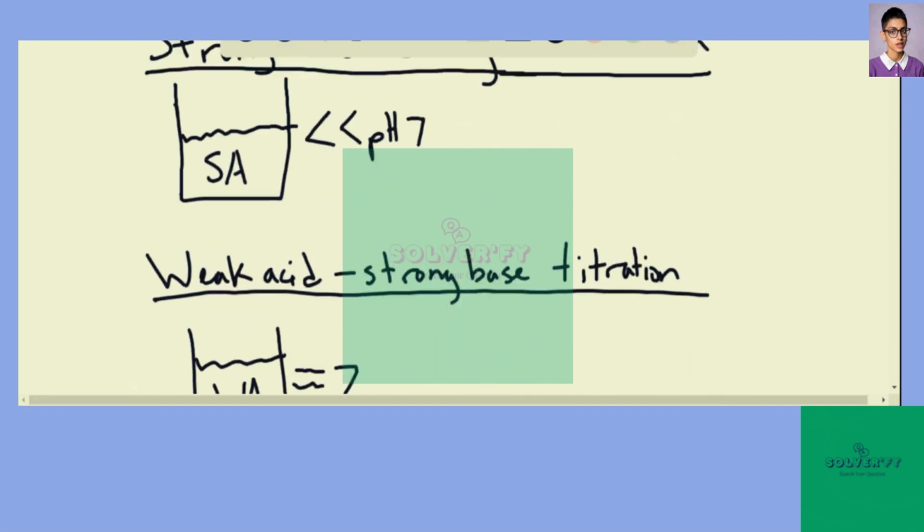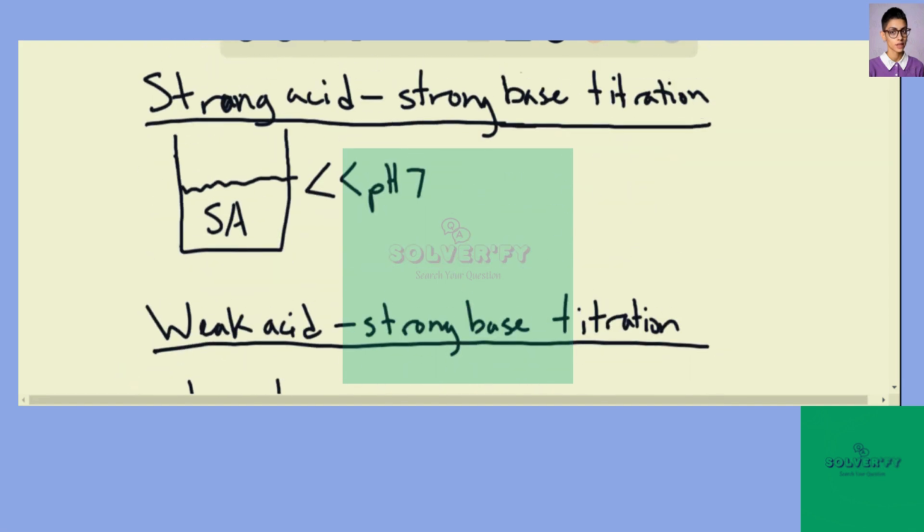Now we'll go back up and start here with the strong acid to strong base titration for part B. So at the equivalence point, all the acids are neutralized by the added base. So the number of moles of the added hydronium ions equals the number of moles of hydroxide ions. So H3O+ equals OH-, okay?